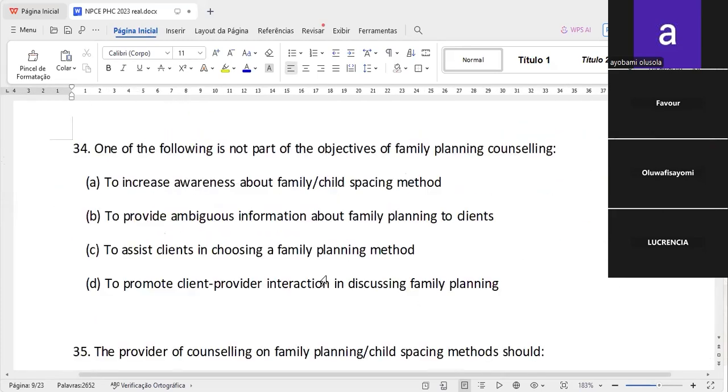Which of the following is not part of the objectives of family planning counseling? Information about family planning to clients. This word ambiguous means something that is not clear. I used to use it a lot. If I say a question is ambiguous, it means it is not clear. You cannot decode what the person is saying. So that's the answer.